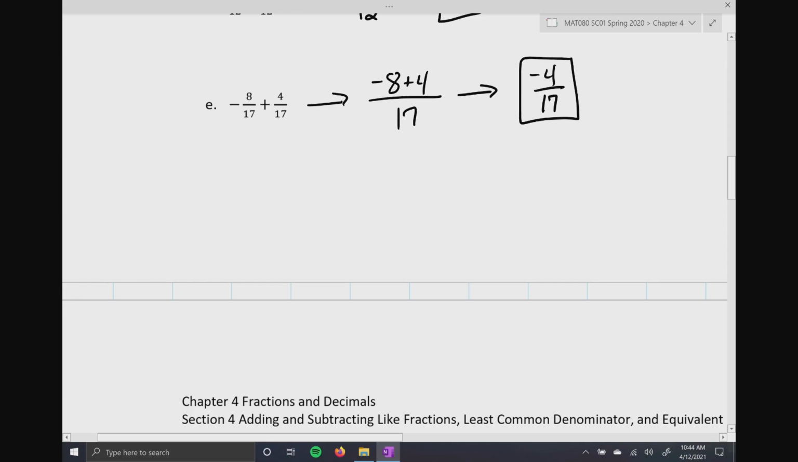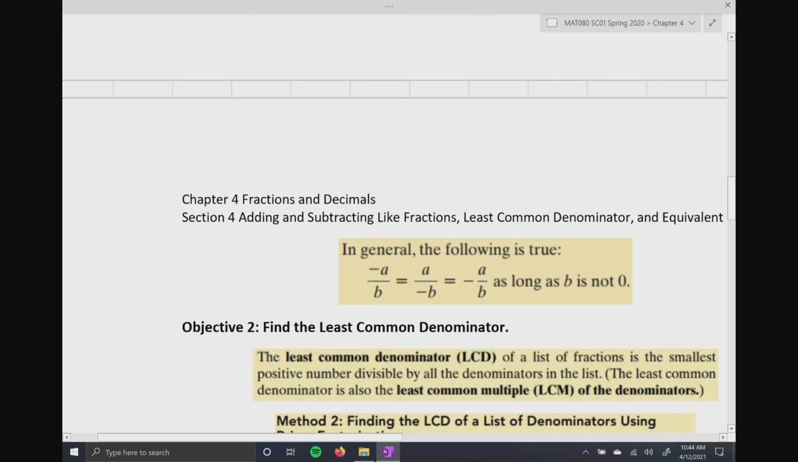Are there any questions so far? All right, because once you kind of know what you're looking for, everything is like a downhill slope.